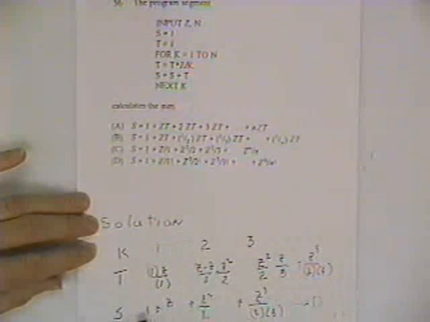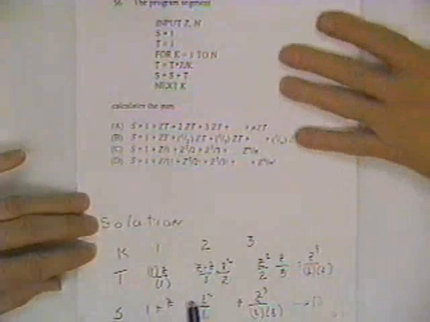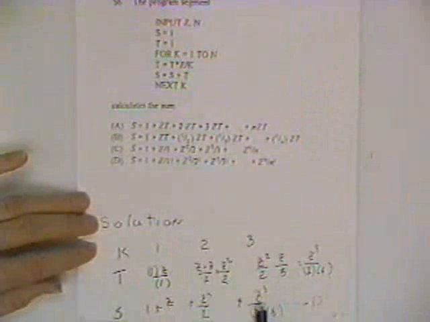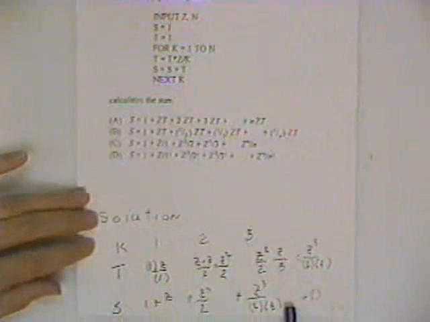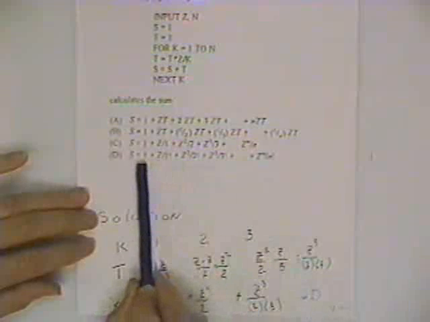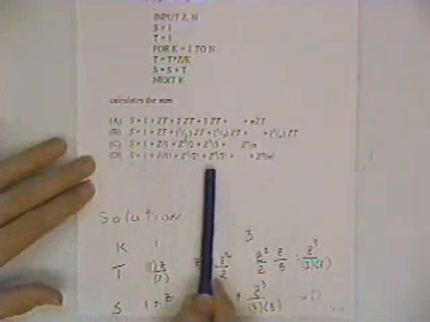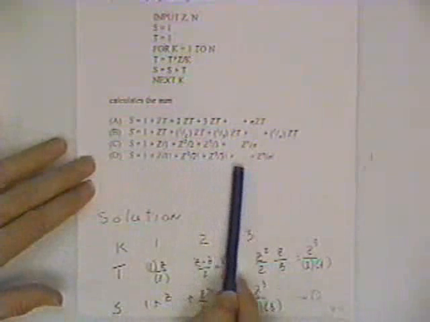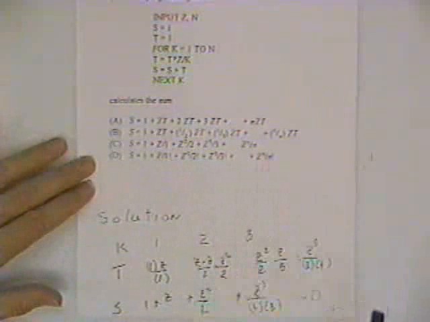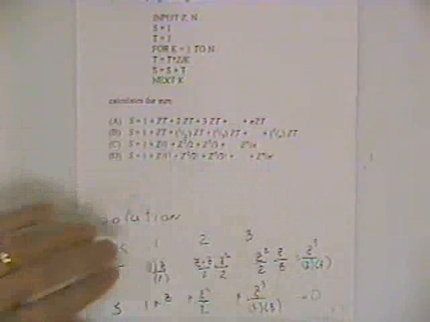So you can see what's happening is s is going to have the value 1 plus z plus z squared over 2 plus z cubed over 2 times 3 plus z to the fourth over 2 times 3 times 4. And you can see that the 2 times 3 times 4 is going to be equal to n factorial. So that the answer in this case would be 1 plus z plus z squared over 2 factorial, z cubed over 3 factorial, on up to z to the n over n factorial. So the answer in this case would be D.